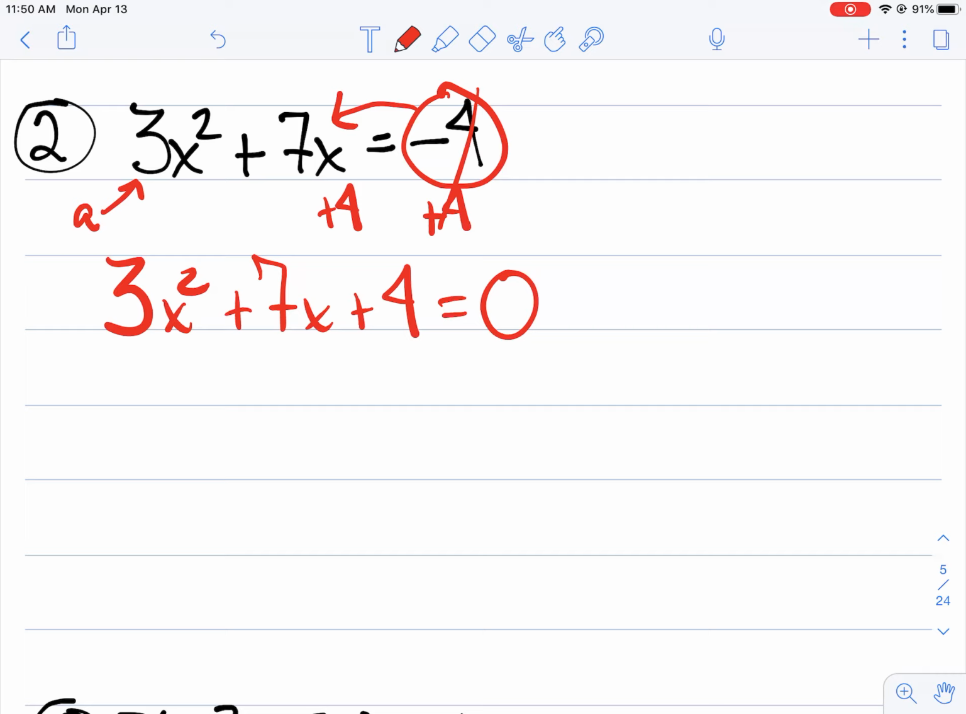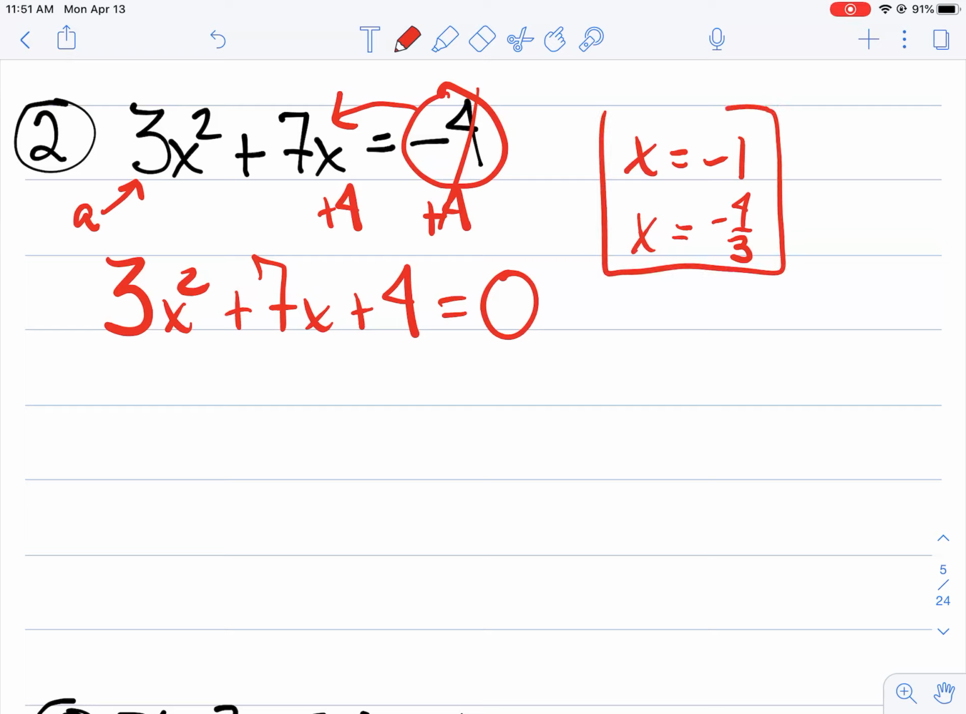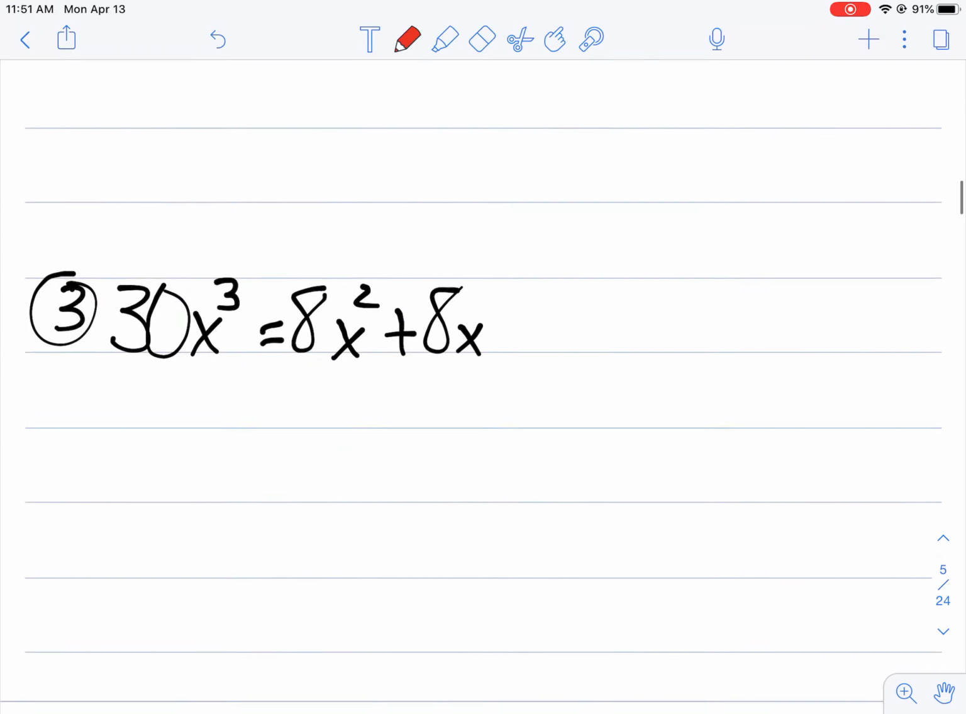I'll tell you what. I'll even put the answers up here real quick. If you get the answers of x equals -1 and x equals -4/3, you solve the equation correctly. Okay? So those are the roots. All right? Moving on to problem 3.